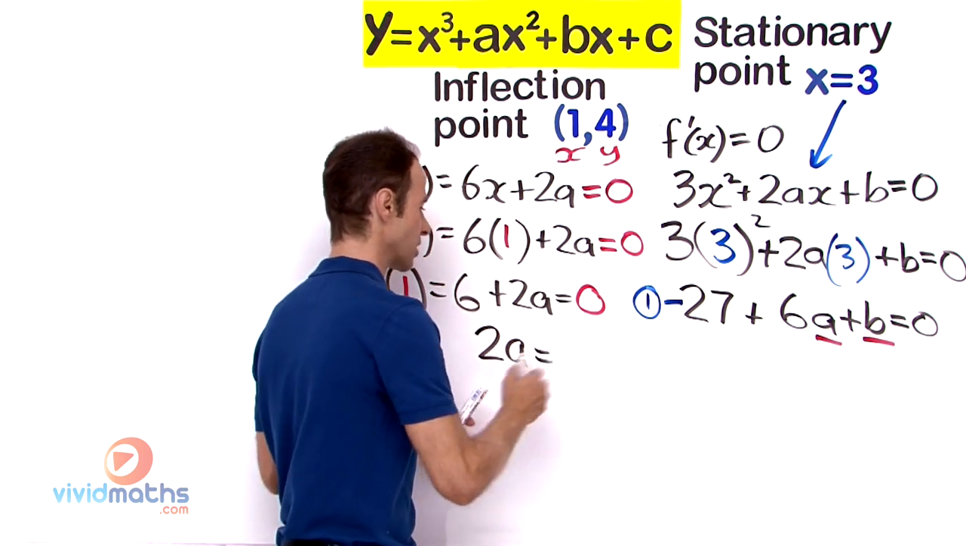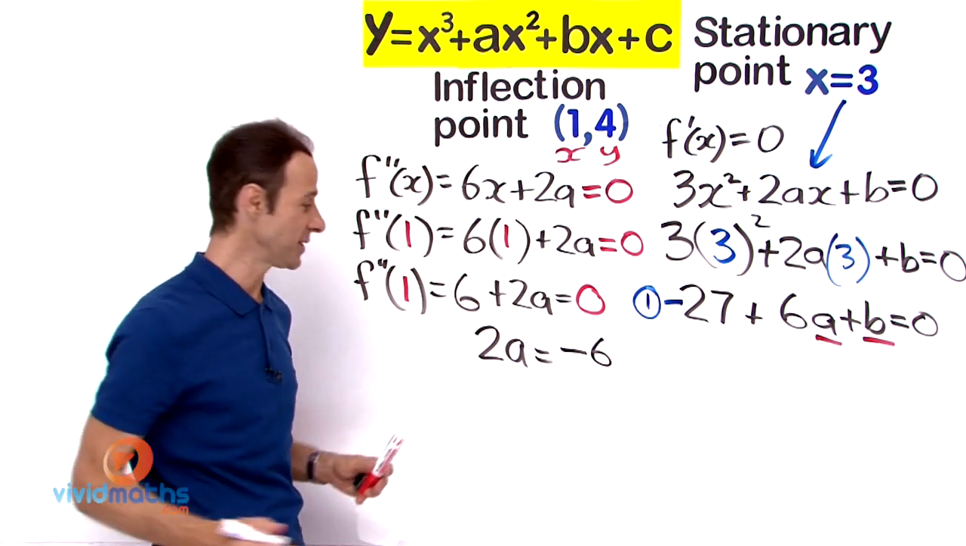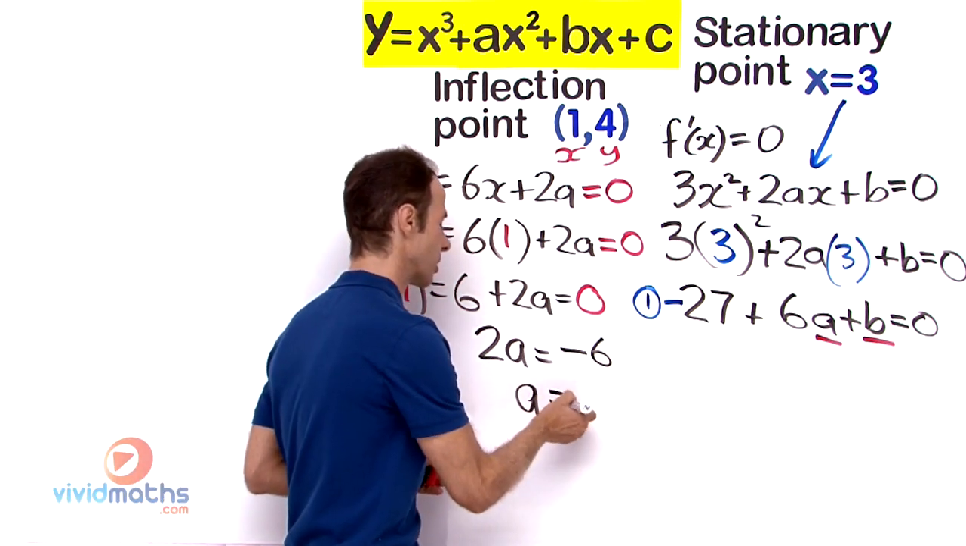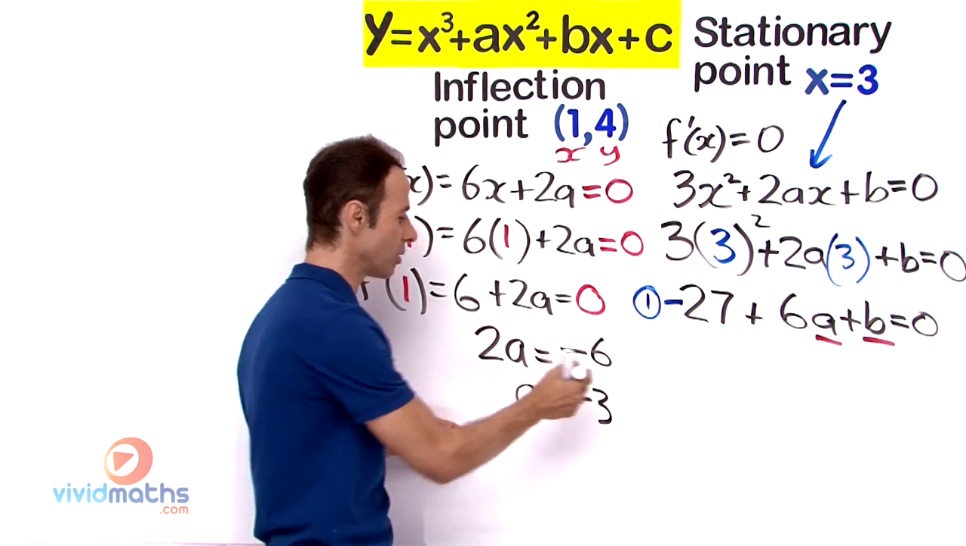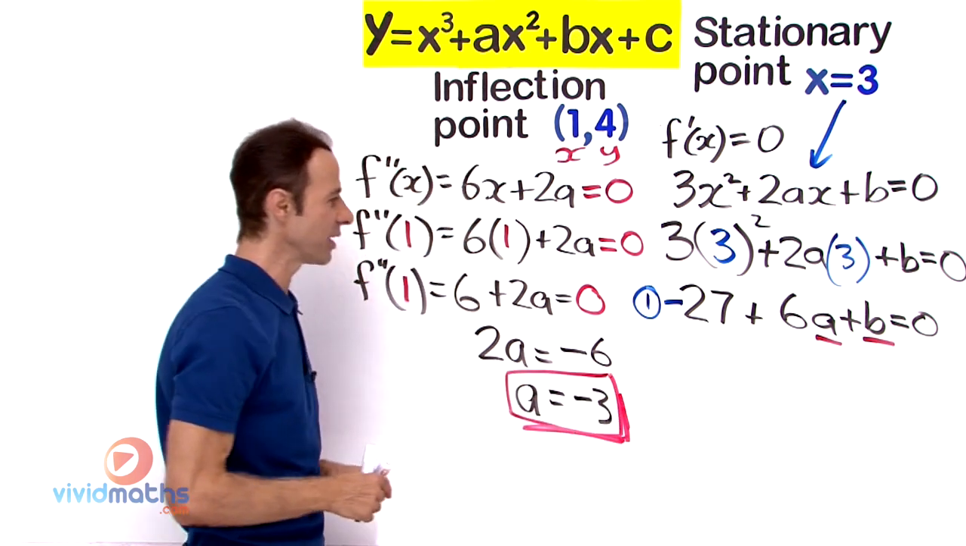So we get negative 6 on this side. And then divide both sides by 2, that easy. So a is going to equal negative 3. So we have one value. We've got one variable, and we've got it. Okay, we've got the a now.